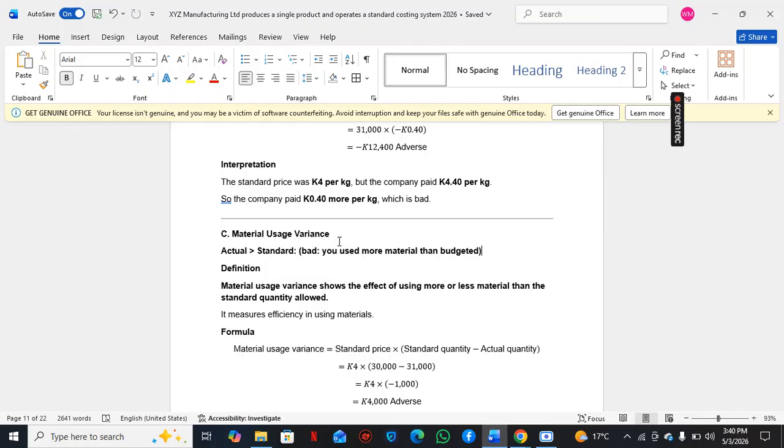So if you have a budget and they want this amount to be used for production, let's say you want 10,000 kg of materials to be used for your production. In actuality, you use 15,000. It means you use more materials and you are being inefficient. But if you budgeted to use 10,000 kg and you used 9,000 kg, then you're being efficient.